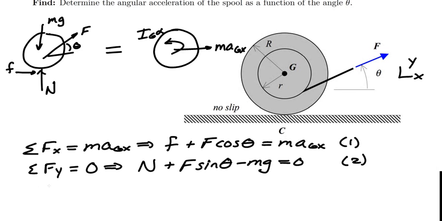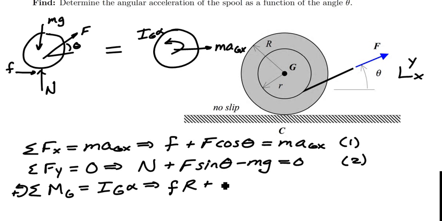I can also sum moments, in this case maybe a convenient point is about the center of mass, and set that equal to I about g times alpha, and I'll do so in a counterclockwise positive sense. If I do this I'll have little f times the big radius plus big F times little radius is going to equal I about g, which because we're given a radius of gyration will be given by m k_g squared times alpha, and we can call that equation 3.